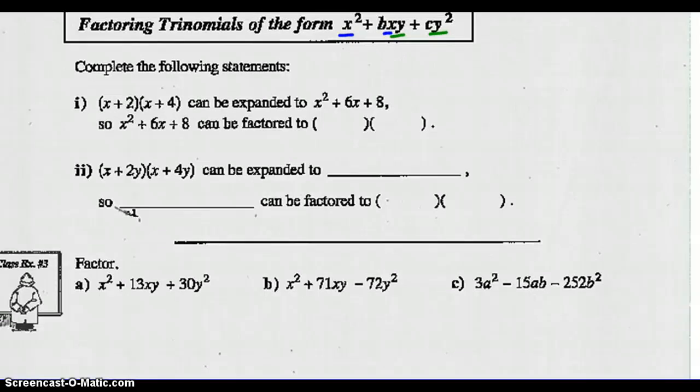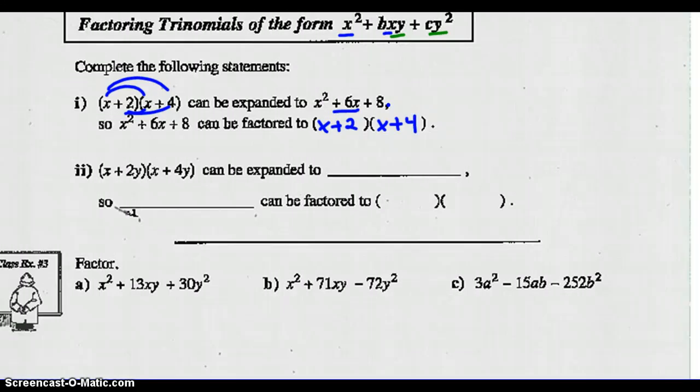If I expand x plus 2 by x plus 4, I end up with x squared plus 4x plus 2x is 6x, and then 2 times 4 is 8. Therefore, x squared plus 6x plus 8, if I factor that, I'm going to be left with x plus 2 times x plus 4. Makes sense? Expanding, that's on top. Factoring, that's on the bottom.